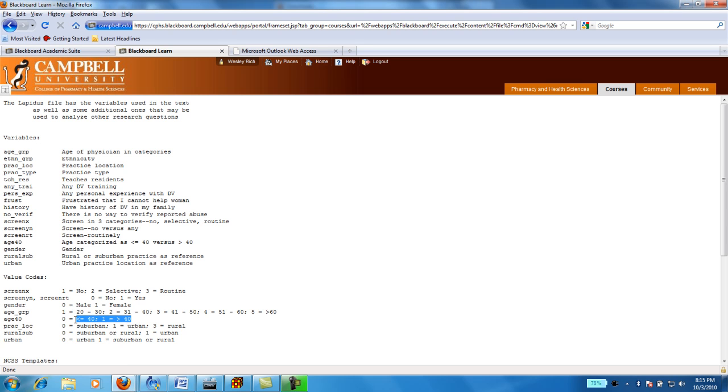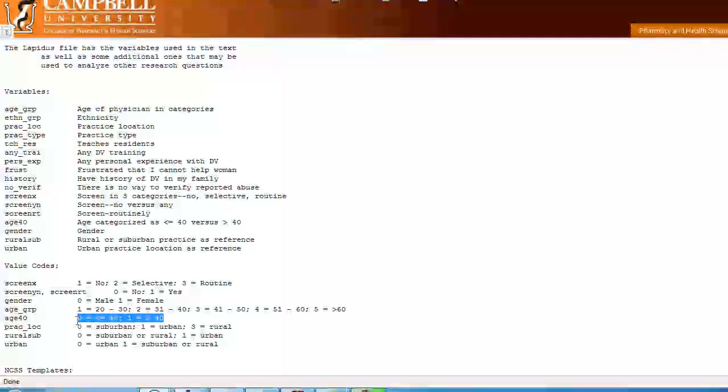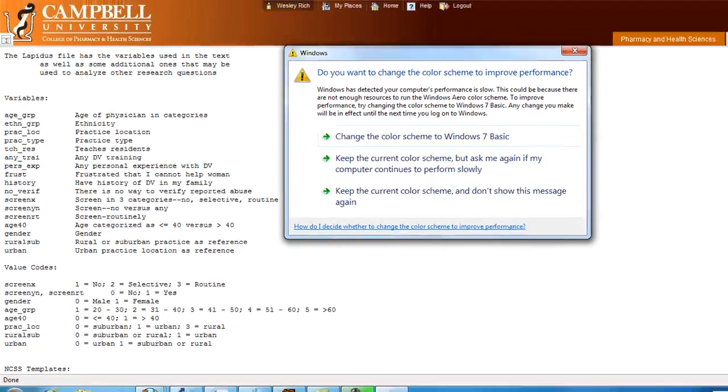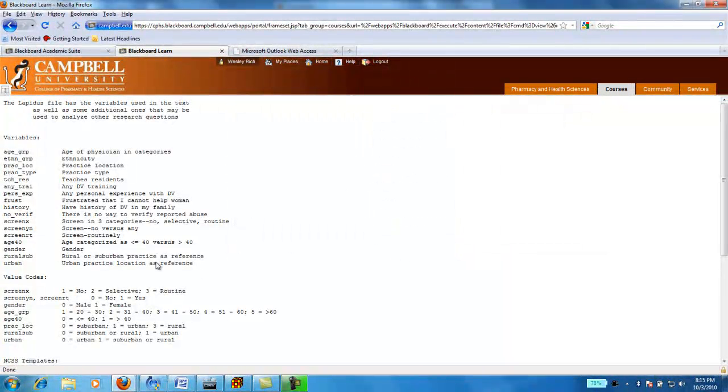And what I'm interested in determining is there an association between this age variable, the grouping below 40 and above 40, and whether or not a person received a particular screening test. So the other variable I'm going to look at is going to be screen YN, where no is 0 and 1 is yes, they received the screen.